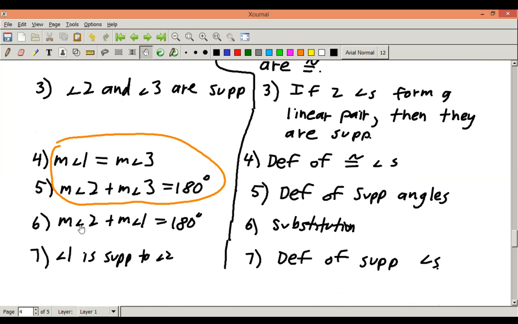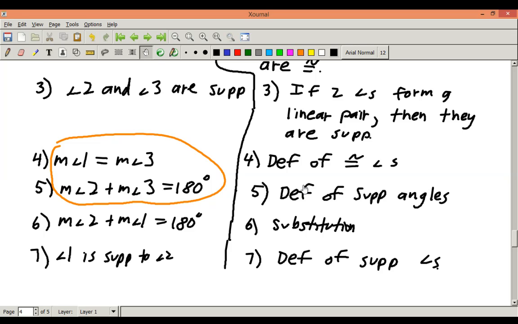So now in statement 6, we have the measure of angle 2 plus the measure of angle 1 is equal to 180 degrees. So how do we go from statement 6 to statement 7? Well, those two angles add up to 180, so we say they're supplementary by the definition of supplementary angles. So you're starting to get the feel for proofs.